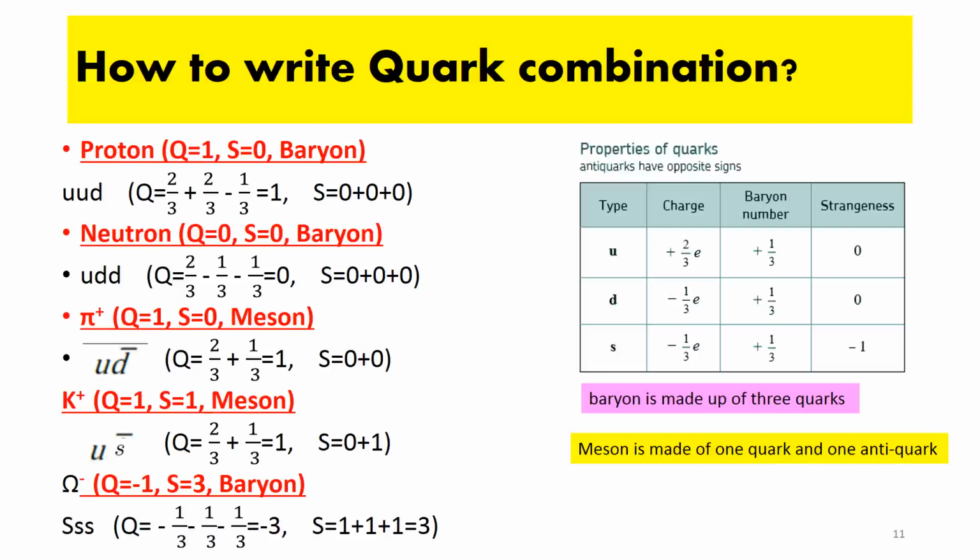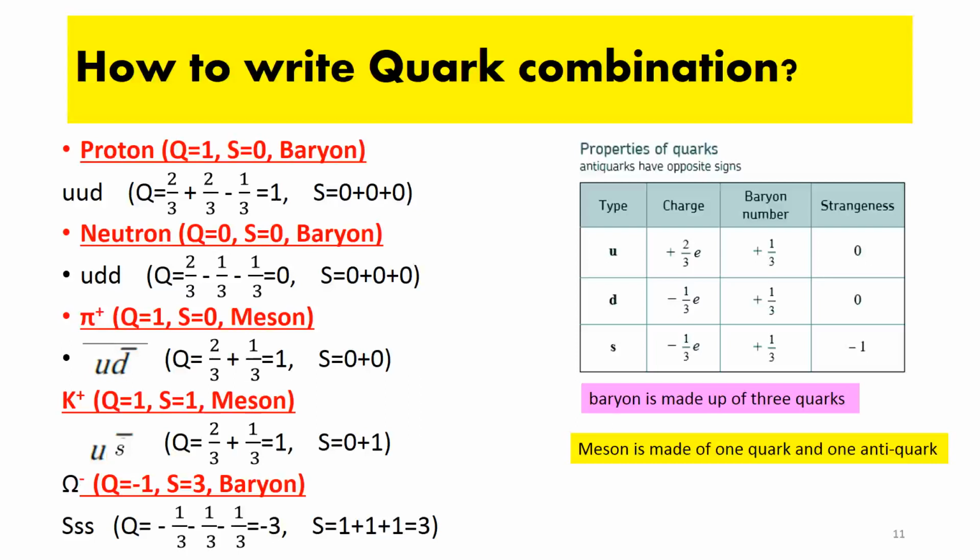I have given a few examples here. The proton is identified as a baryon. It has a charge of plus 1 and strangeness 0. We must select 3 quarks in such a way that the net charge is equal to plus 1 and the strangeness is equal to 0. So if we select the quark combination UUD, the u quark has 2 by 3 plus 2 by 3, and the d quark has minus 1 by 3. The net charge is plus 1 and the strangeness is 0 plus 0 plus 0, that is 0. The quark combination UUD satisfies the properties of the proton. That is why we can call UUD the quark combination for the proton.